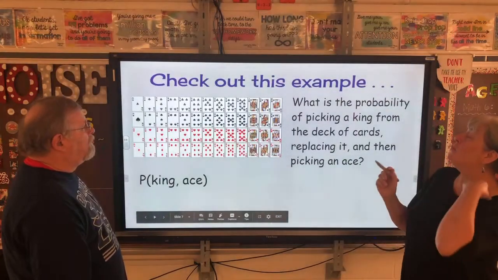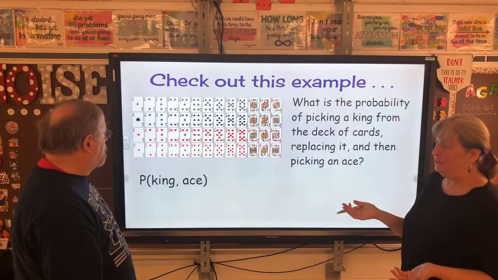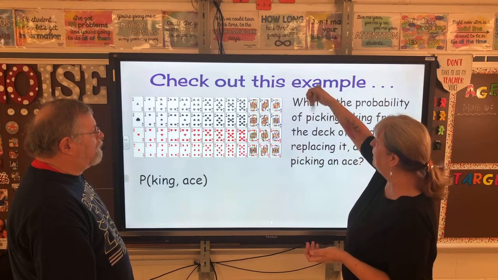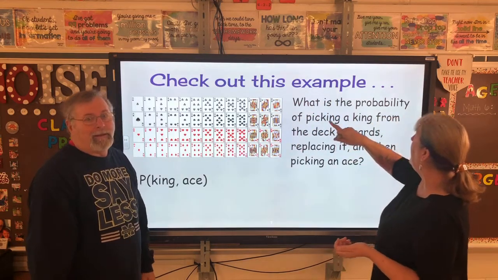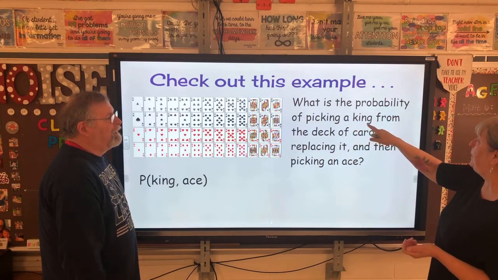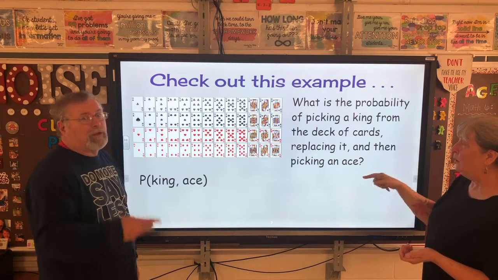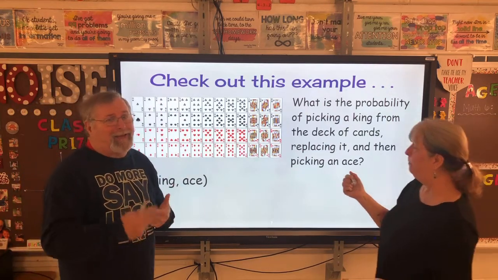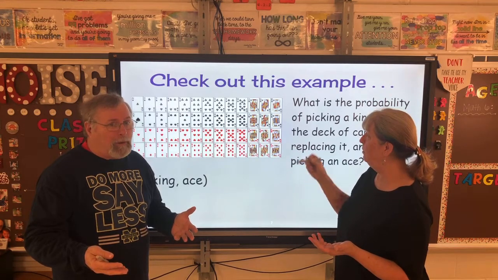I think we do. So I wanted to show a full deck of cards because I'm not sure people play cards as much as they used to. But this is a full set of the clubs, the spades, the hearts, and the diamonds. And the question is, what is the probability of picking a king from the deck of cards, replacing it, and then picking an ace? The key here to remembering is, we ask you guys a lot of times about decks of cards.